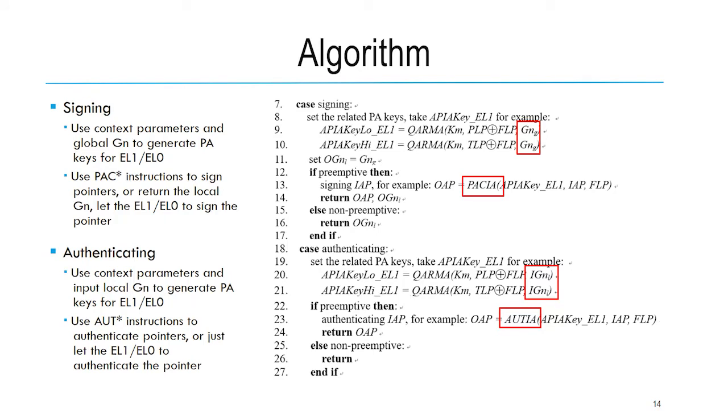In the signing procedure, PKMS applies such context parameters and the global GN to generate PA keys using some specific algorithm. In this paper, we choose QARMA for the reason that the PAC instructions have provided an efficient implementation. Then, if the task can be preempted, PKMS uses PAC instructions to sign the pointer directly, or else leaves the PAC calculation to the context, and returns the local GN to be utilized in the authenticating procedure. As we can see in the authenticating procedure, PKMS applies the input local GN to generate the authentication keys, and uses the AUT instruction to verify the signed pointer.